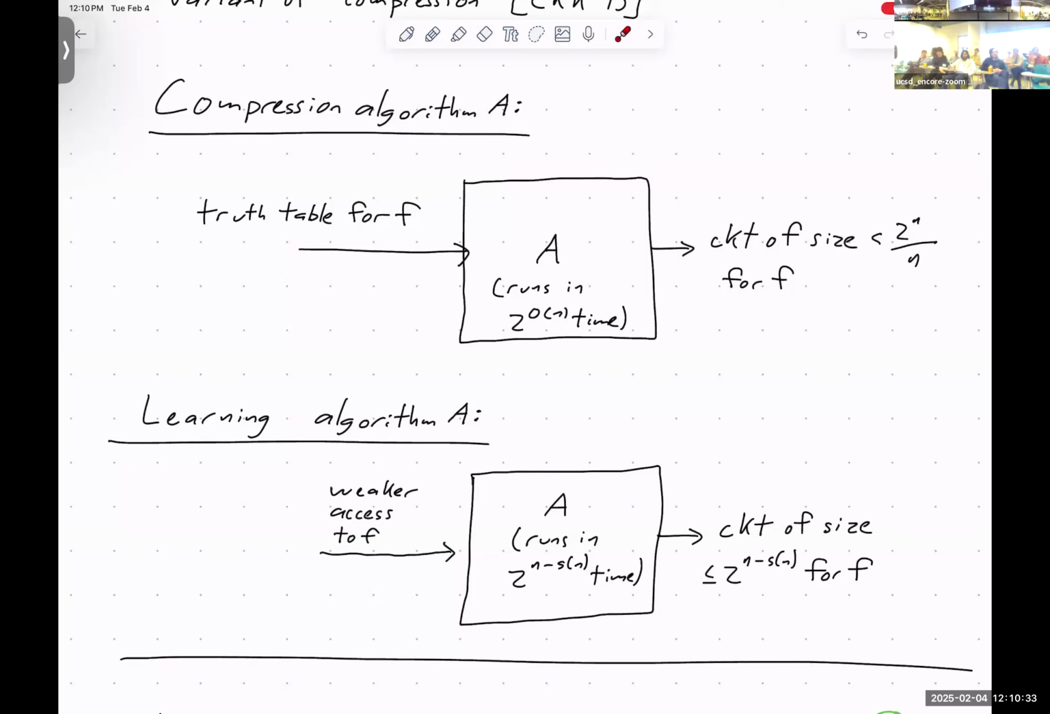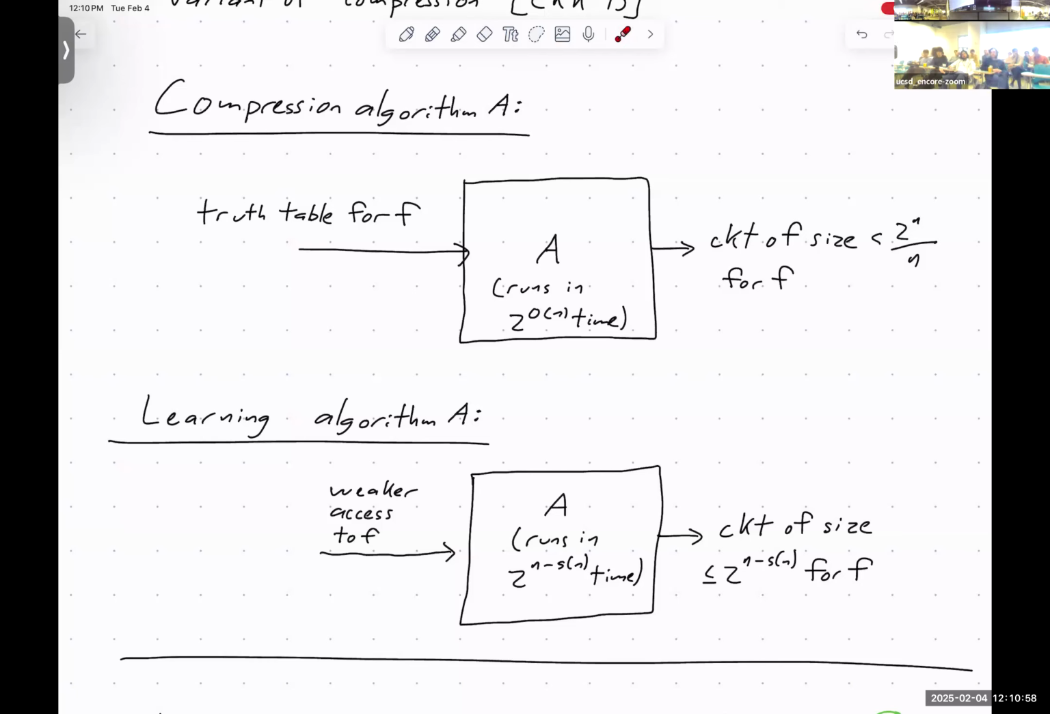Learning is like this, but it's harder in, I guess, 3 senses. I don't give you the truth table. I give you maybe random examples or counterexamples or the ability to make membership queries, but it's not like I dump the entire truth table on you. You're supposed to run in non-trivial time, so faster than 2 to the n. Like time 2 to the 5n is not enough. You guys are very forgiving, but in the learning context, we want something strictly better than 2 to the n.